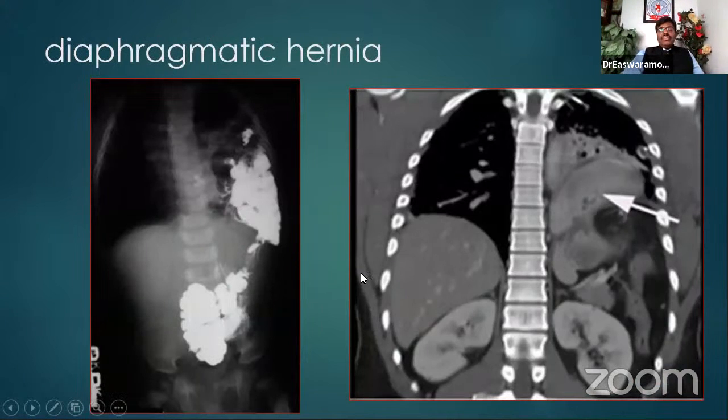And here is your further investigation, Ajit. What will you see here? What is the investigation done here? They have done some sort of barium study. They have given some barium. So what happened? What do you see here?